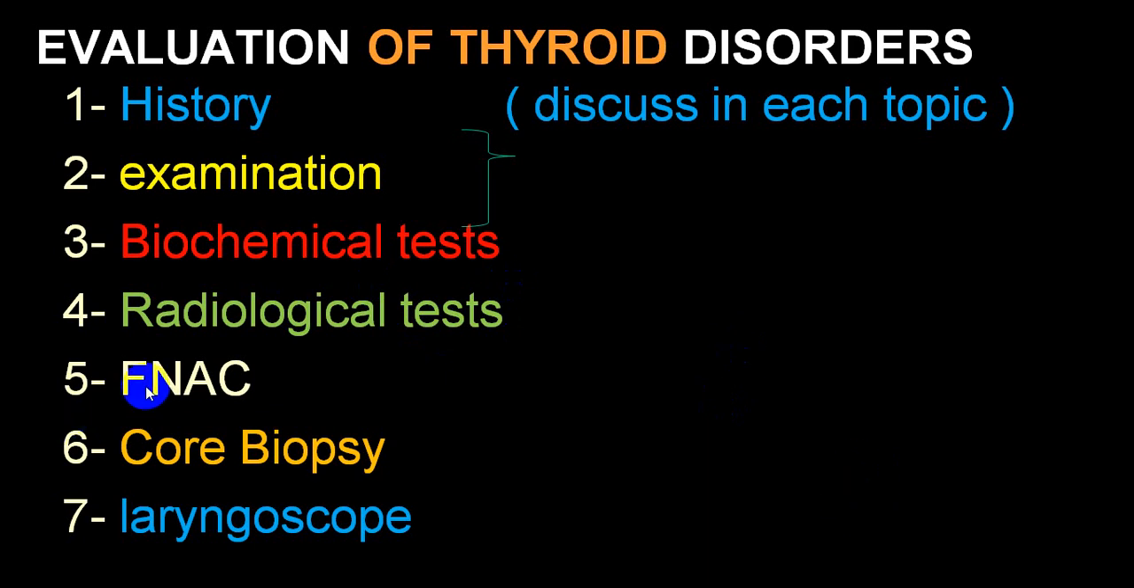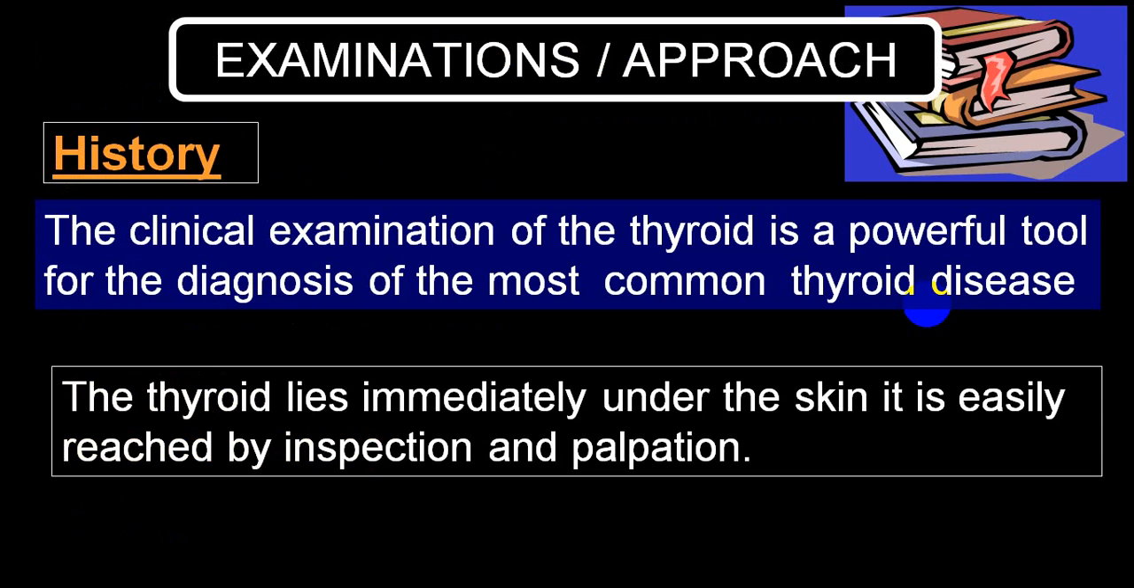FNAC is mainly required to find out the histopathological aspect of thyroid gland tumors or what we call a goiter. You can have a core biopsy. You can have a laryngoscope examination to find out the compressive effects, etc. And there are certain other biochemical tests to find out the effect of thyroid hormone on body, like lipids level, GTT, renal function test, liver function test, etc. You can go for all these tests.